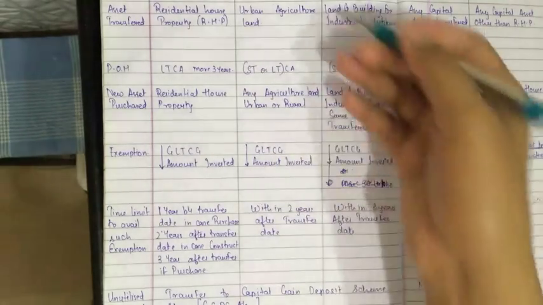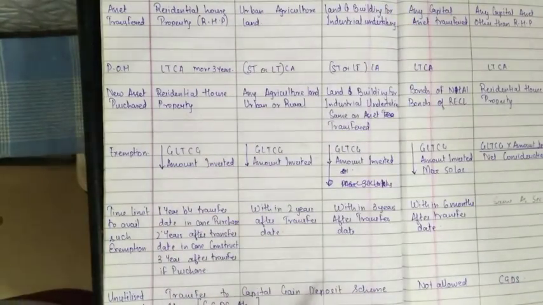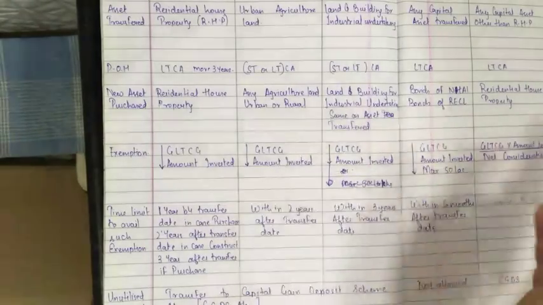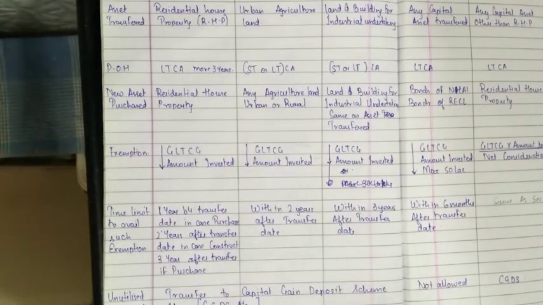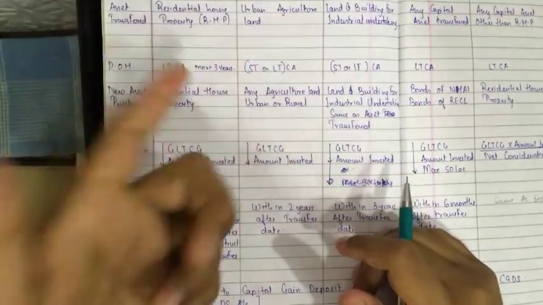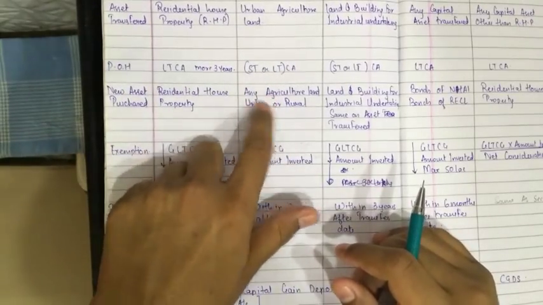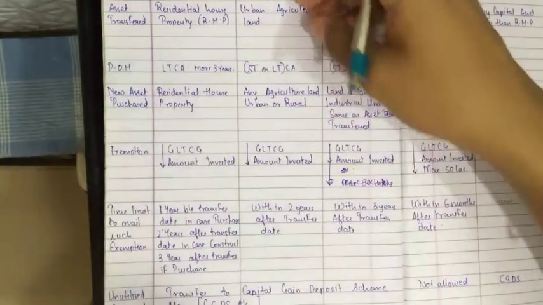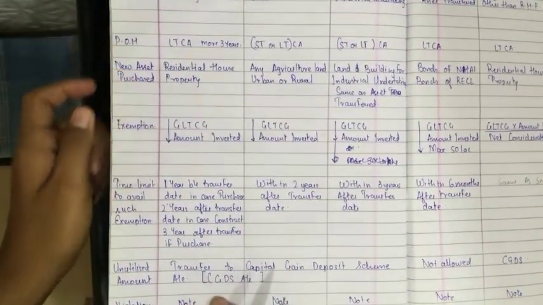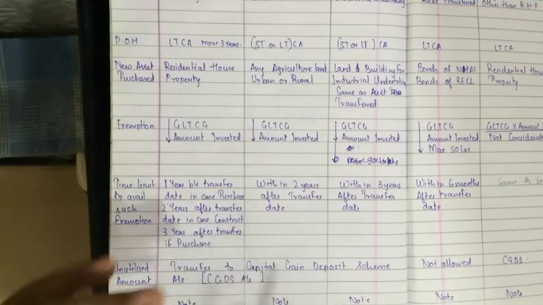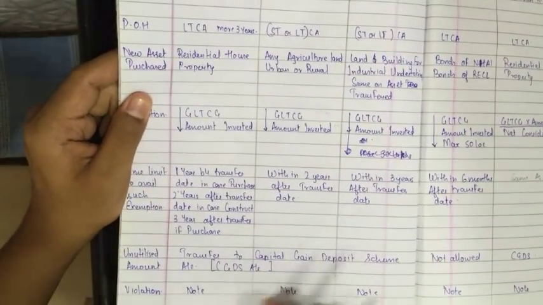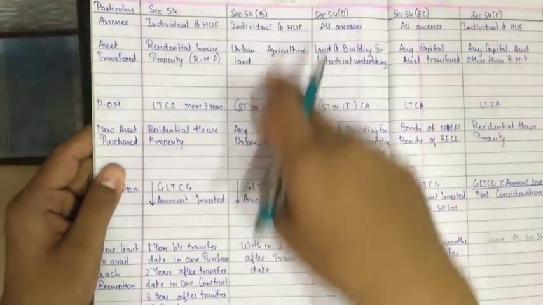But if the urban agricultural land is sold, the new agricultural land, that is any agricultural land, urban or rural, should be purchased within the period of 2 years. After the period of 2 years, it won't be applicable. If the asset is sold and the new asset is not purchased before the due date, the amount should be transferred to the capital gain deposit scheme account, that is the CGDS account. And if the above provisions are not followed, there is a note. If we violate this section, there is a note for this.